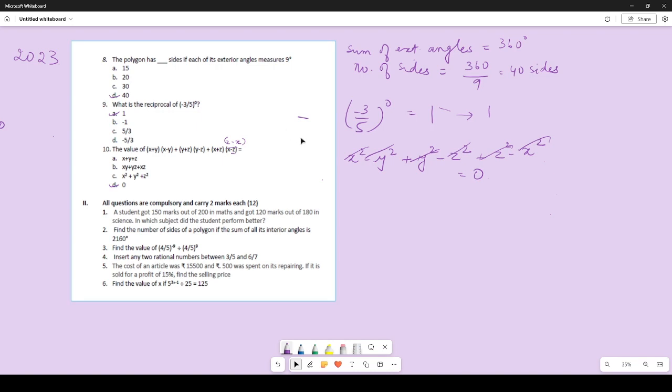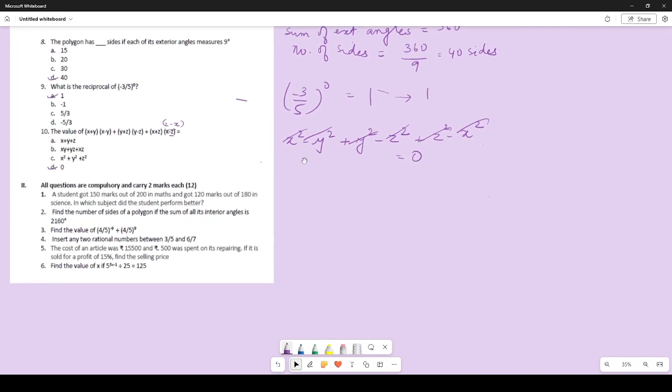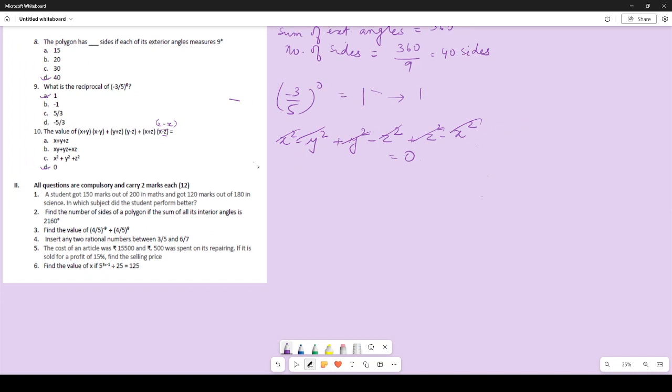Let us move on to these questions, which were of 2 marks each. A student got 150 marks in mathematics out of 200. So let us calculate his percentage. That comes to 75%. And the same student got 120 on 180 in science. So this percentage comes to 66.6%. So obviously when you compare them in maths and in science, you know that the student did better in mathematics.